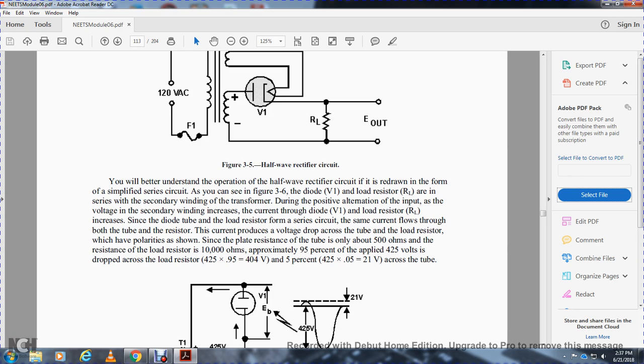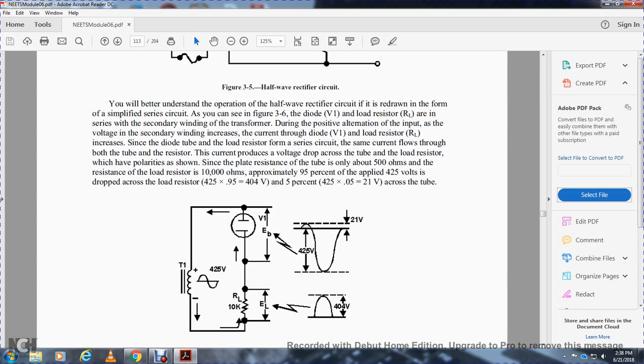The current produces a voltage drop across the tube and the load resistor, which have the polarities shown. The plate resistance of the tube is only about 500 ohms. The load resistor is 10,000 ohms, so approximately 95% of the voltage, 425 volts, is dropped across the load resistor. 425 volts at 95% is 404 volts, and the other 5%, about 21 volts, is across the tube.